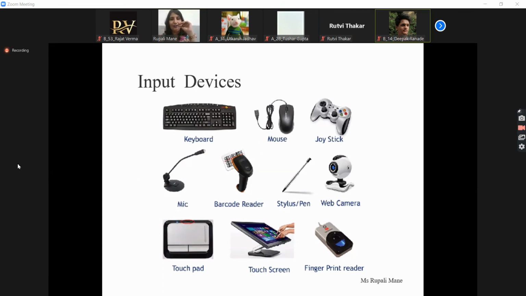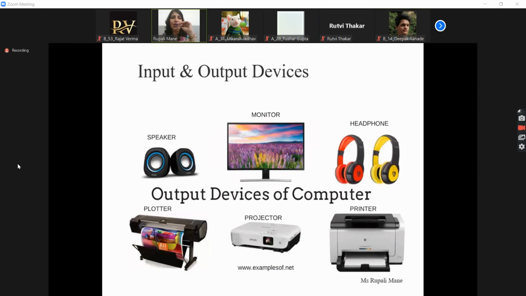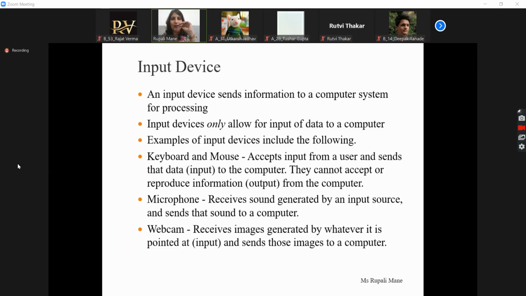Okay, so these are some of the output devices. You can see here speaker, monitor, headphones, printers, projectors. These are some of the output devices which are there to display the output processed from the microprocessor. As I said, an input device sends information to a computer system. Input devices only allow input of data to a computer. Examples of input devices include the following.